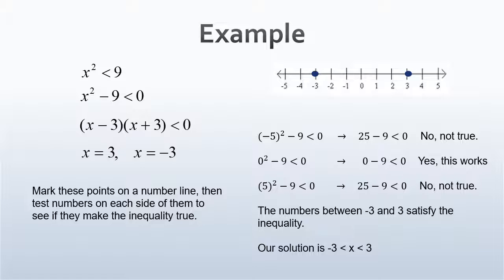So we tried negative 5, and that didn't work. We tried 0, and that did work. And then we tried positive 5, and this didn't work. So the numbers that will work for this inequality are the numbers that lie between negative 3 and 3. So our solution is negative 3 is less than x, which is less than 3.